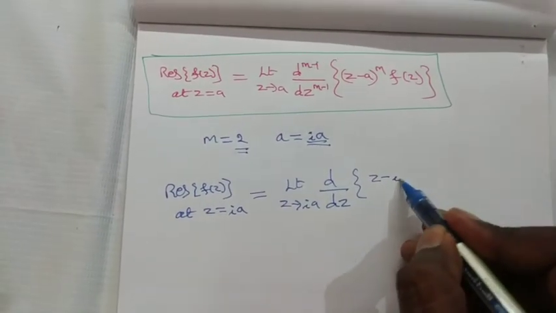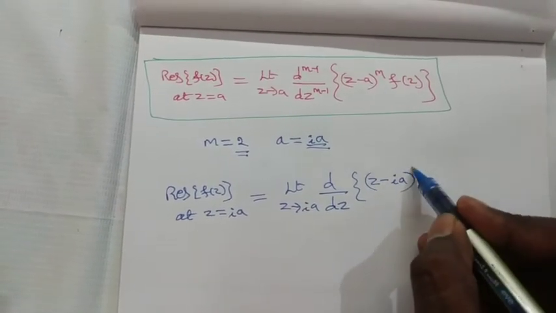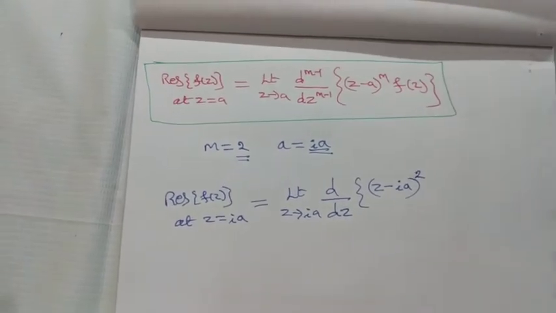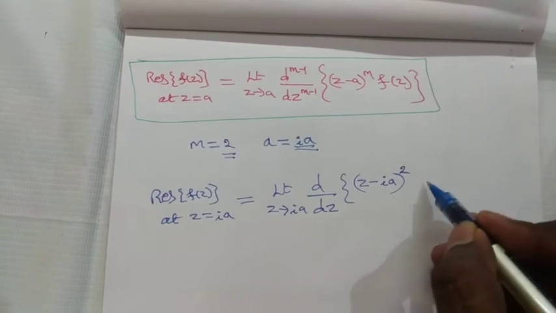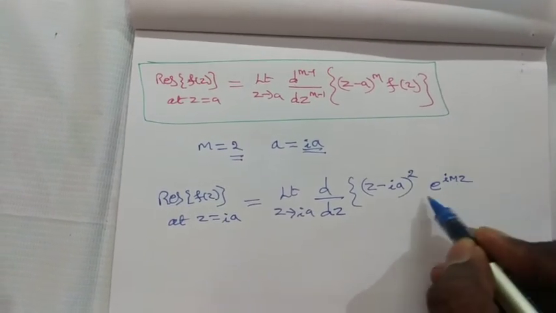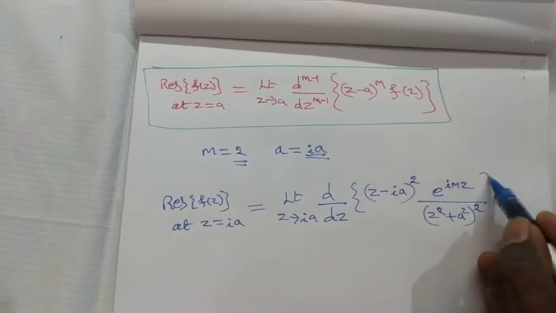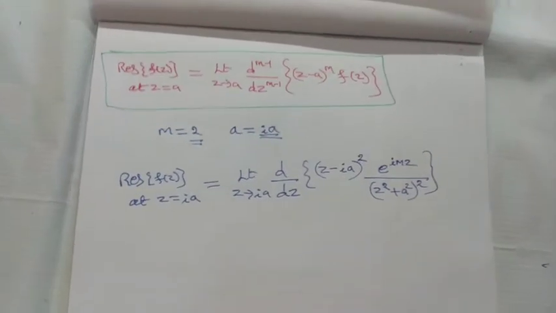Order 2 means 1 derivative of (z minus a), a is ia, the whole power 2, m is 2, into f of z. What is f of z here? f of z is e power imz by (z square plus a square) the whole square. Okay, so next I want to simplify.